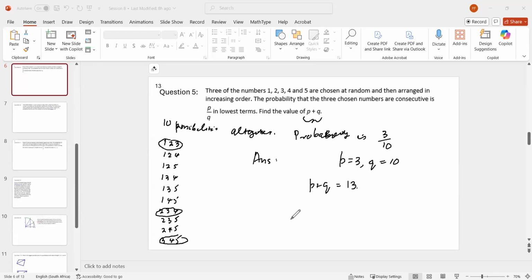Always answer the question. I've been doing some moderations of your answer scripts and notice that people don't answer the questions. They look at the thing and they eventually write down an answer, but the answer does not correspond to the question. You must answer the question. So I'm sure many people will stop at 3 over 10. But the question is, find the value of P plus Q. They didn't ask you what's P over Q. So you'll lose marks if you do that. All right, so that takes care of question 5.